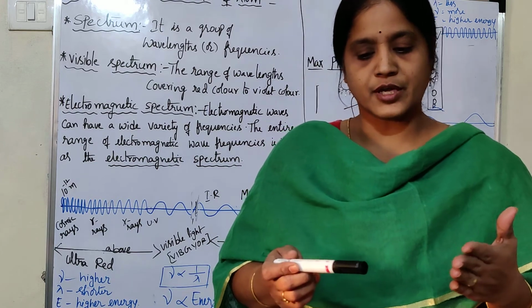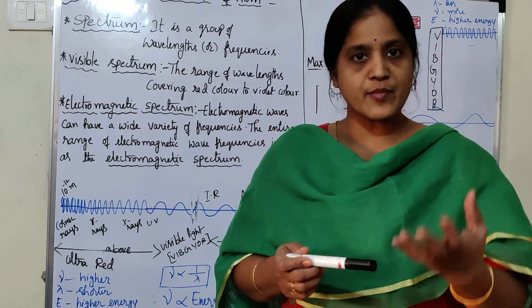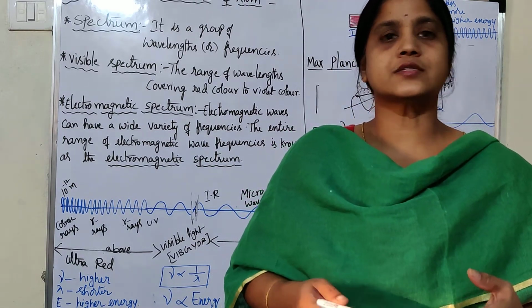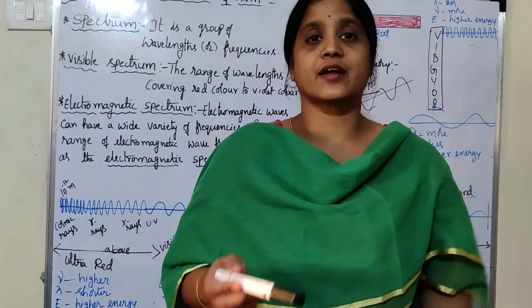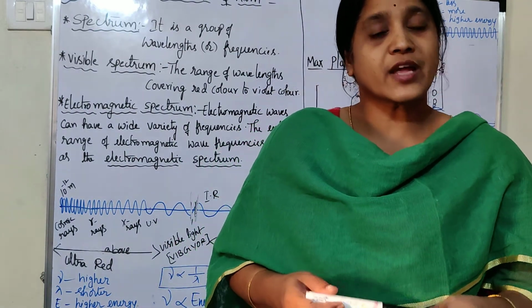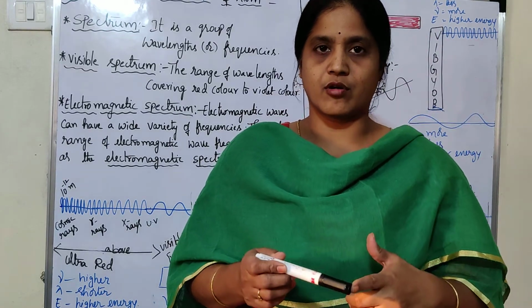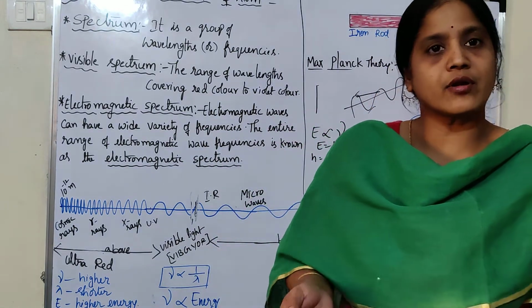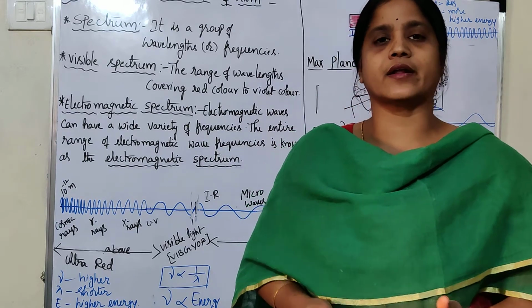If you keep on heating that metal rod continuously, then it emits different kinds of colors: red, then orange, yellow, blue, like that it emits different colors. But we cannot observe all these colors. When you heat a rod, it emits different kinds of colors, but we cannot observe all of them. You can observe only the red color.